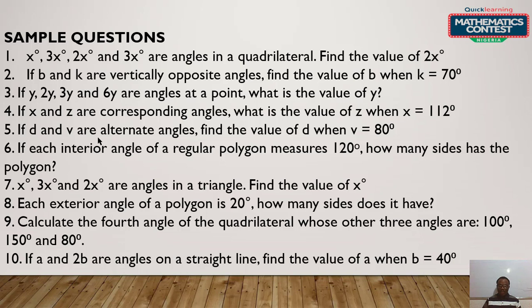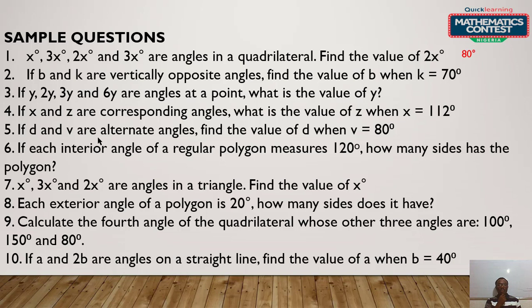Okay, time up. The first one, what will be your answer? If you get 80 degrees, then you're correct. It's similar to the last question we just solved. The value of x is 40 degrees. So to get the answer, it is 2 times 40, which is 80 degrees.